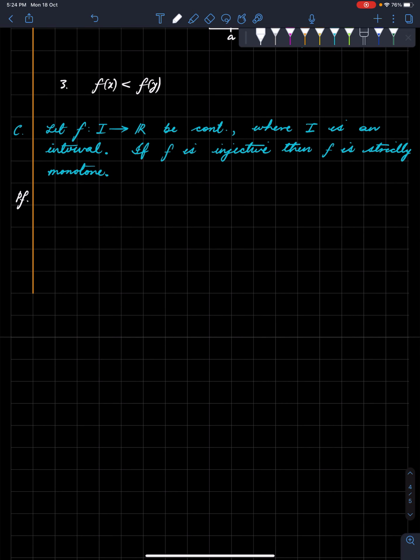And here is how we'll do it. So let a, b in I be such that a is less than b. So we have just picked 2 points in the interval, and again there are only 2 cases: either f(a) is less than f(b) or f(a) is greater than f(b), because equality cannot hold by injectivity.